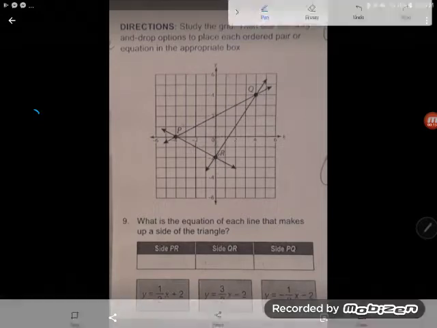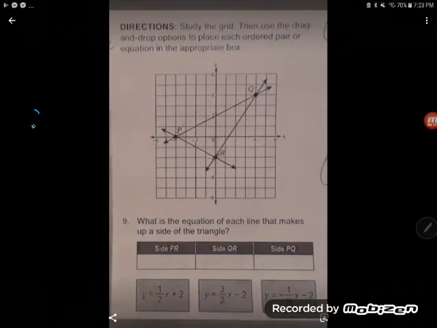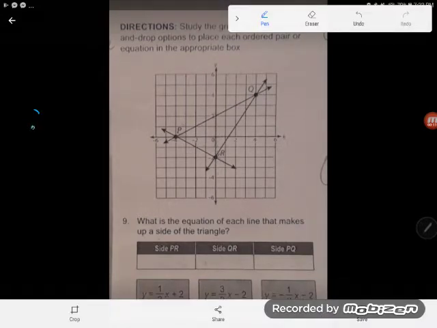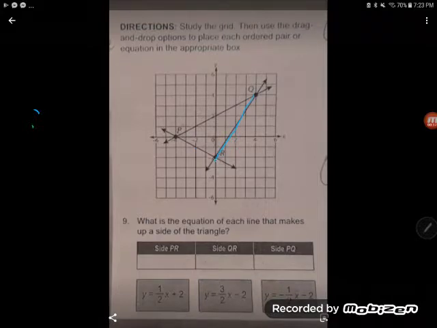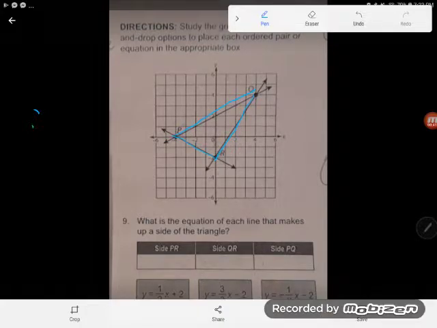It says, study the grid, then use the drag and drop options to place each ordered pair or equation in the appropriate box. Now, I don't really have drag and drop options here, but take a look at what I have going on here. You can see that I have these three intersecting lines, and where they intersect, it forms a triangle here. Okay, and then I see the question says, what is the equation of each line that makes up a side of the triangle?